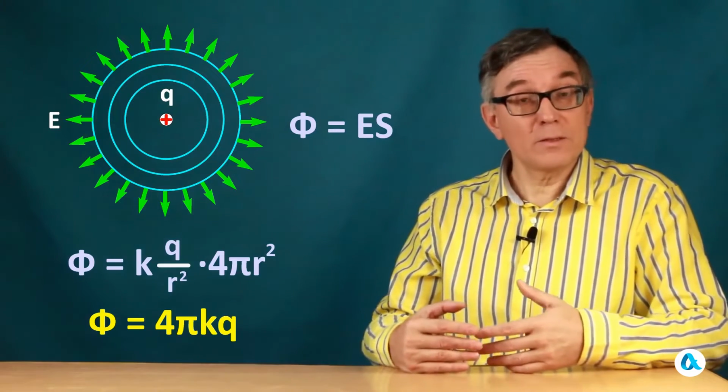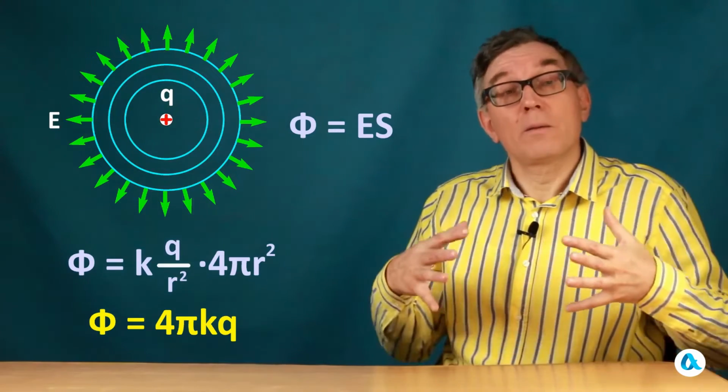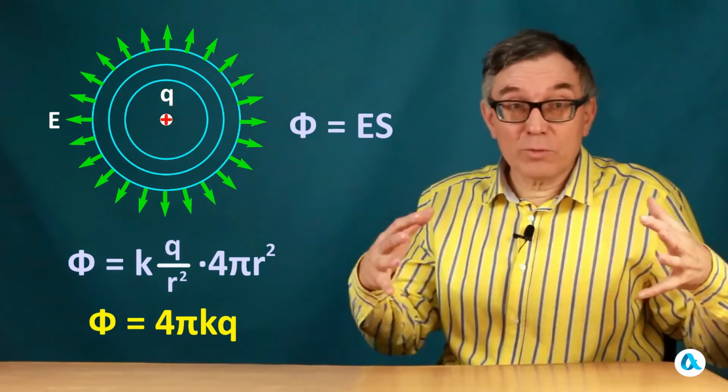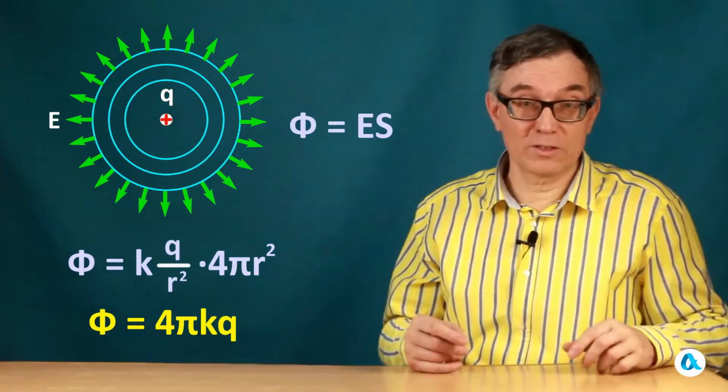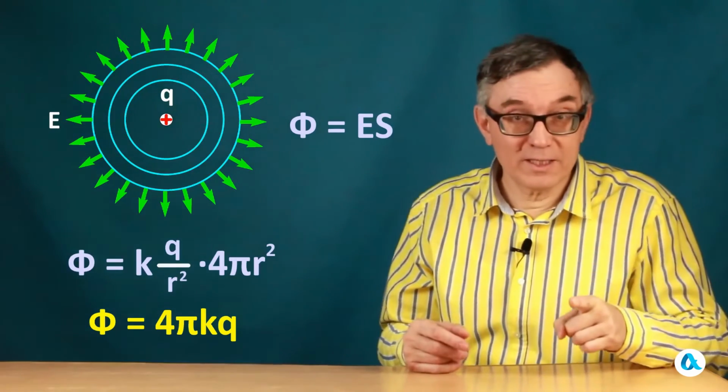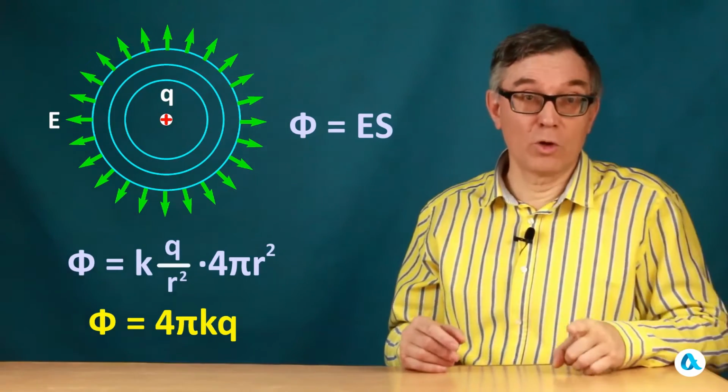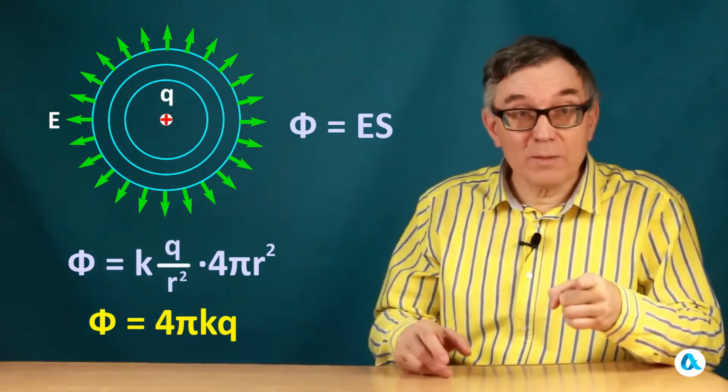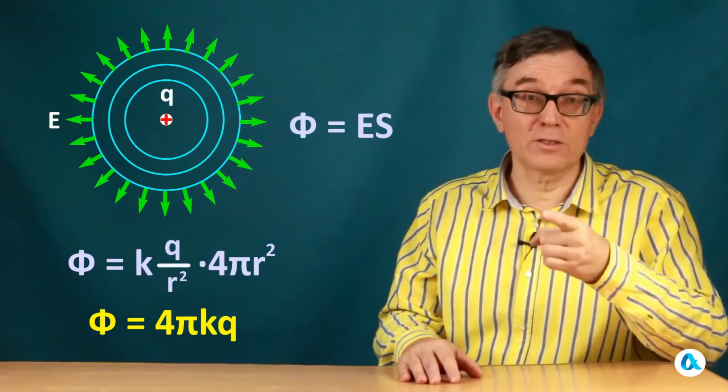And this happens only because the area of the sphere increases proportionally to the square of the radius, while the electric field intensity, according to Coulomb's law, decreases inversely proportional to the square of the radius.